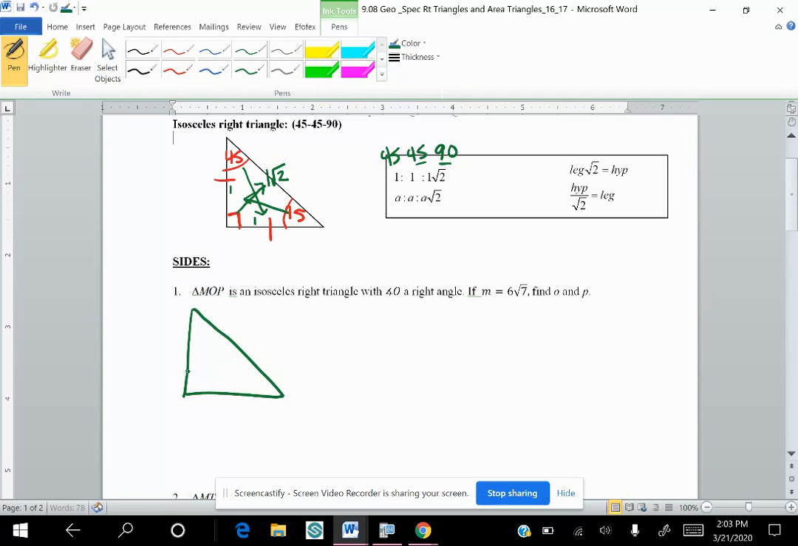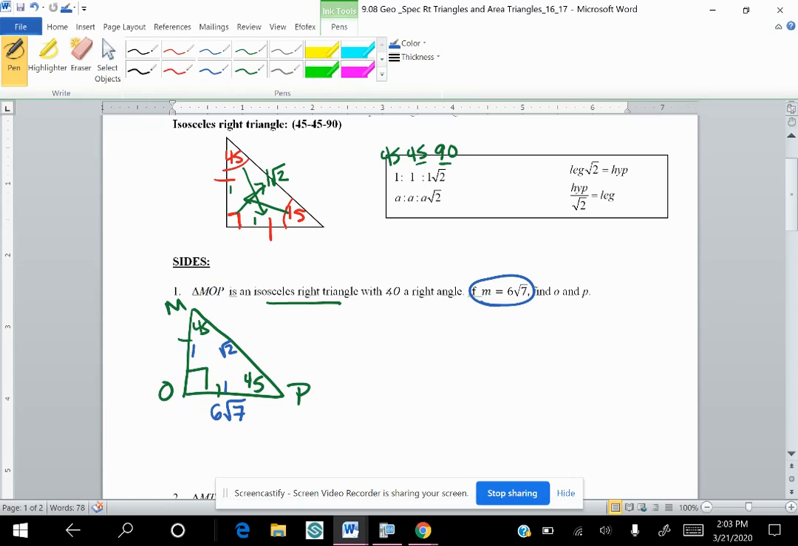We've got triangle MOP. MOP is an isosceles right triangle, so that tells me it's a 45, 45, 90 triangle. I like to label the inside of my triangle with my ratio, just so I remember it. So 1, 1, rad 2. Angle O, we said, is the right angle. We've got that. Lowercase m, remember, for sides we use lowercase letters, and that means lowercase m is across from capital angle M. So this is going to be lowercase m over here. We want to find the other two sides.